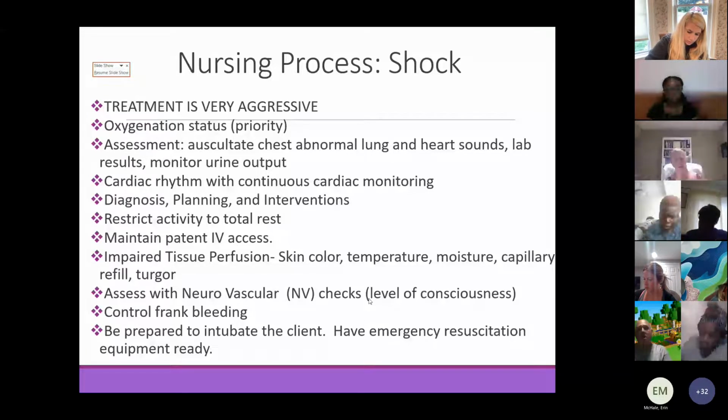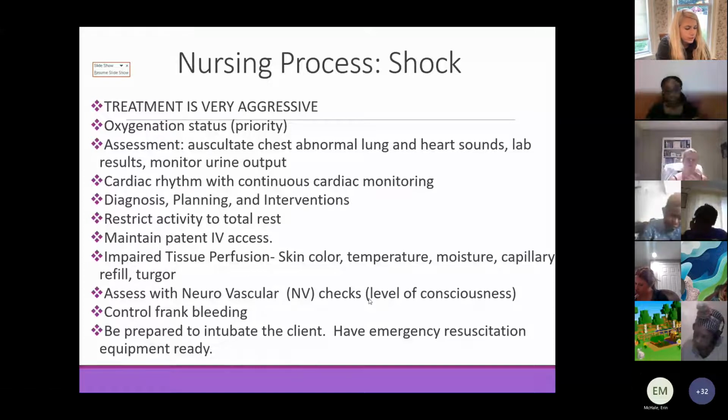So oxygen status, getting that ABG, seeing if they're hypoxic, giving them oxygen. We're going to be listening to their heart sounds and their lung sounds. So we're going to be listening for any type of fluid overload in the body, any type of abnormal heart sounds. So if they have a lot of fluid in their body, or if they have that irregular heart rate, we'll be able to hear that.